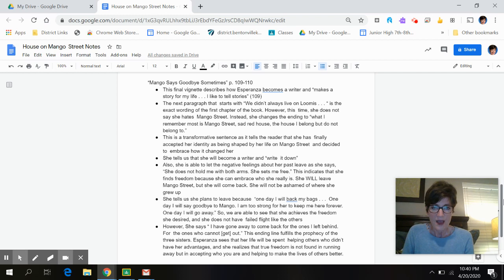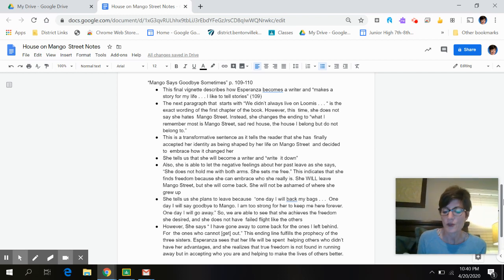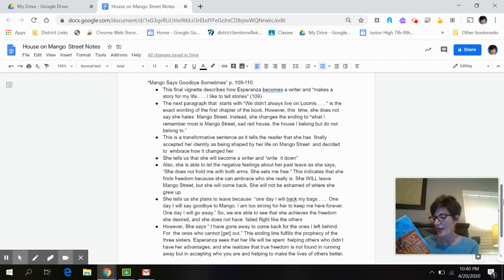So again, the paragraph that starts, we didn't always live on Loomis Street, should remind you of the very first chapter. So if you go back to chapter one, which was titled The House on Mango Street, it starts, we didn't always live on Mango Street. Before that, we lived on Loomis. Before that, it was Keeler. And then it was Paulina. And before that, I can't remember. She starts the exact same way in this conclusion chapter.